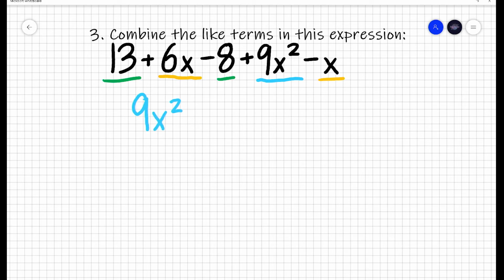Now, moving on to the yellow terms, you can combine 6x and x, and in this case it's going to be minus. So once again, 6 minus 1 is 5. So you will get 5x. And finally the constant 13 and 8, you minus 13 and 8. So that is another 5. So yeah. Hopefully that was also pretty easy, and now we will be moving on to the last question.